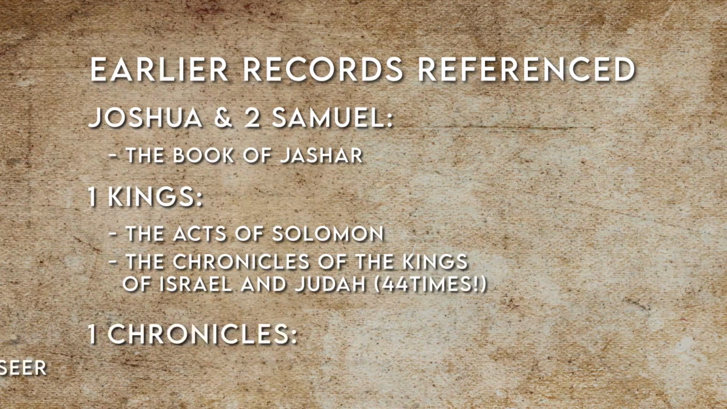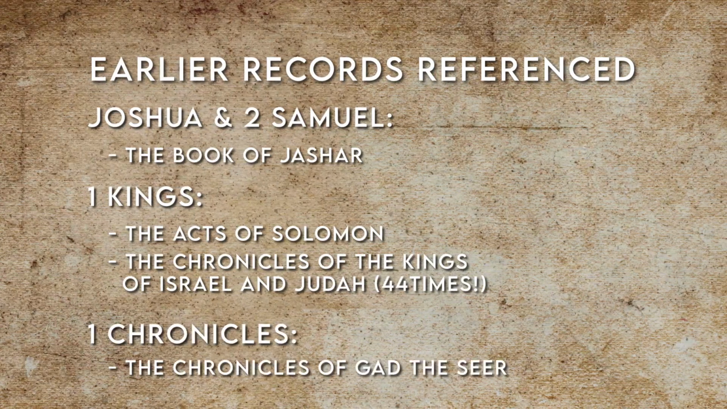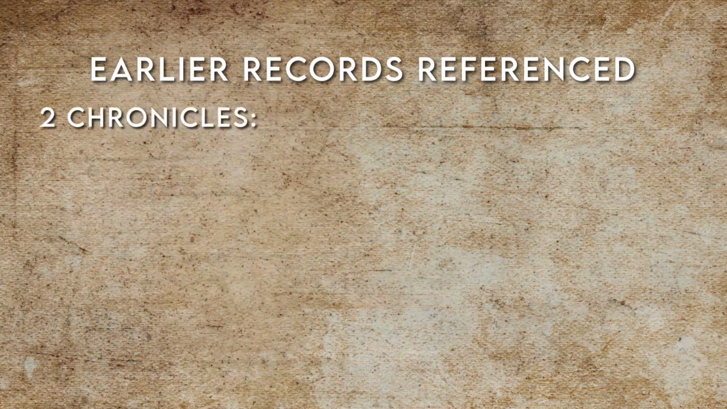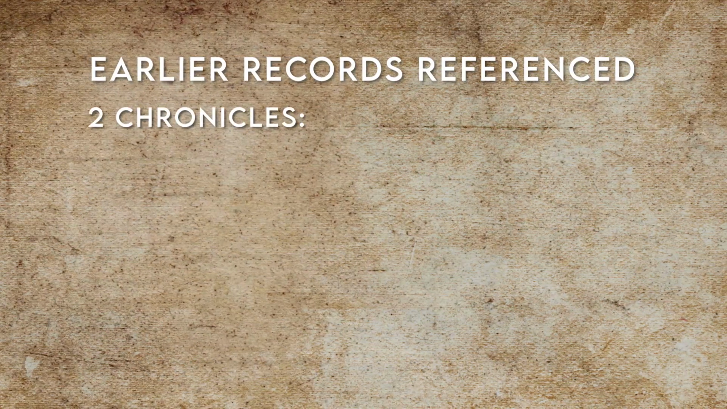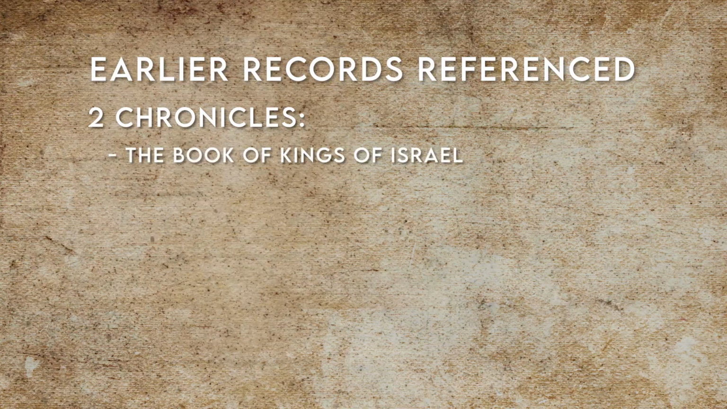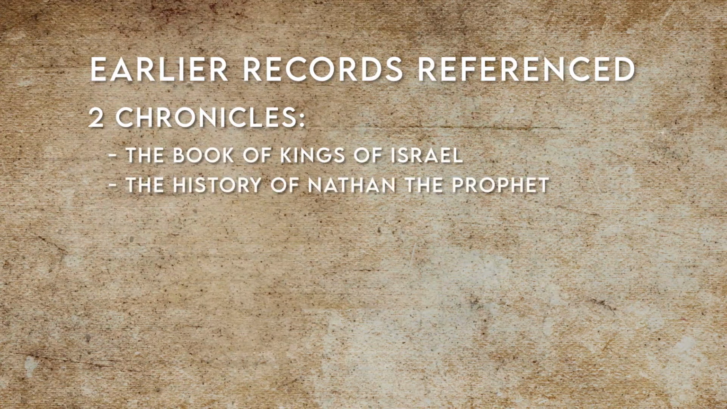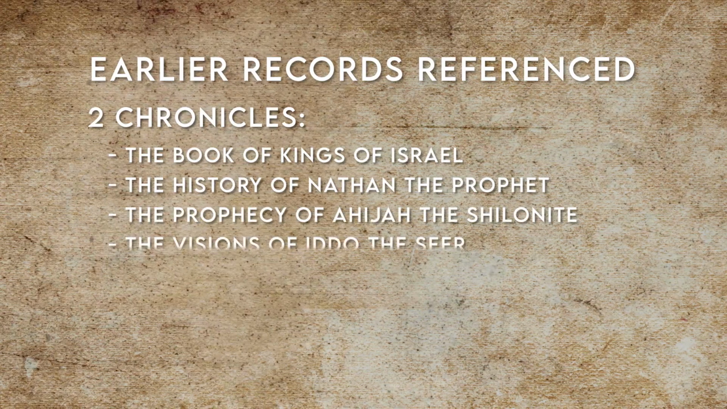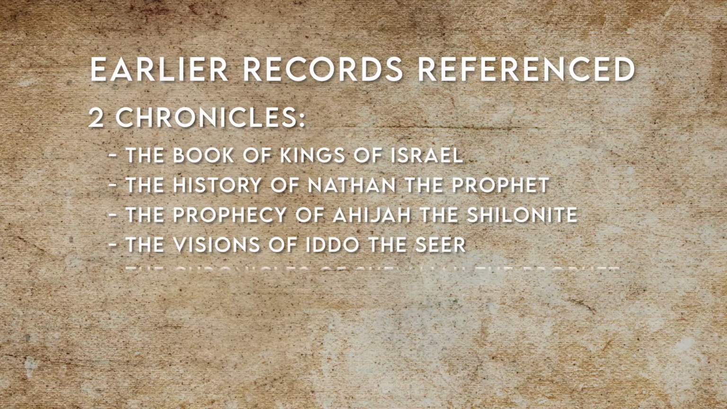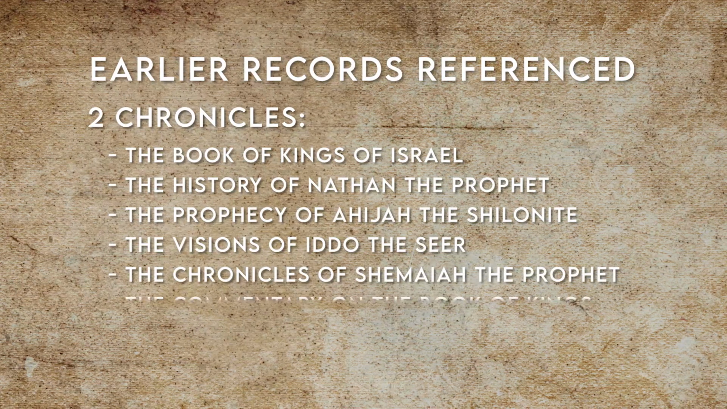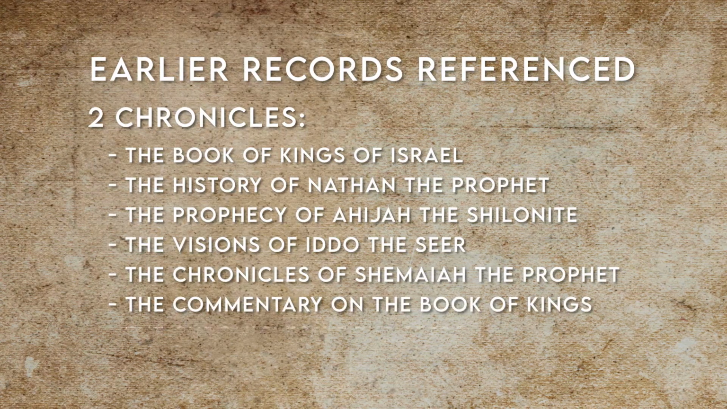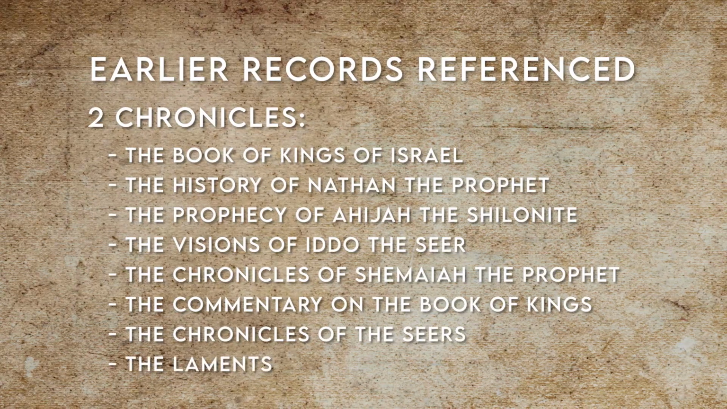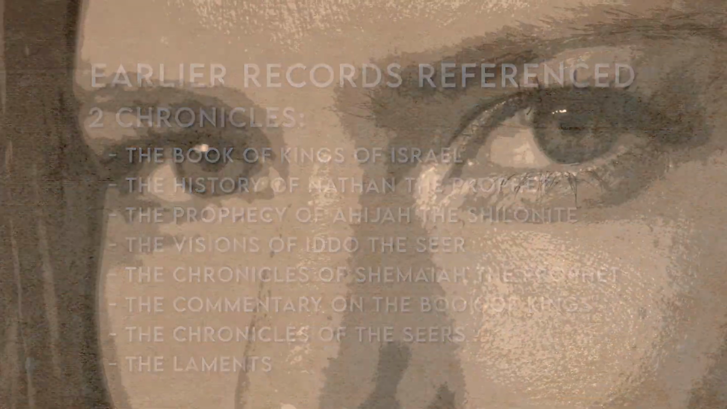1 Chronicles mentions the Chronicles of Gad the seer. 2 Chronicles tells us of 8 different earlier records that were used. The book of the Kings of Israel, history of Nathan the prophet, the prophecy of Ahijah the Shilonite, visions of Iddo the seer, the Chronicles of Shemaiah the prophet, the commentary on the book of Kings, the Chronicles of the seers, and the laments, presumably of Jeremiah. So even when they were not eyewitnesses, the writers of the Bible's books of history did not just make things up.